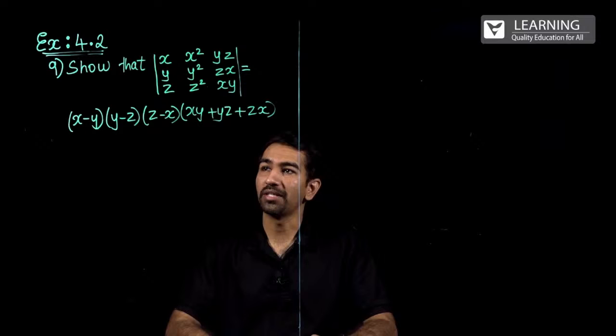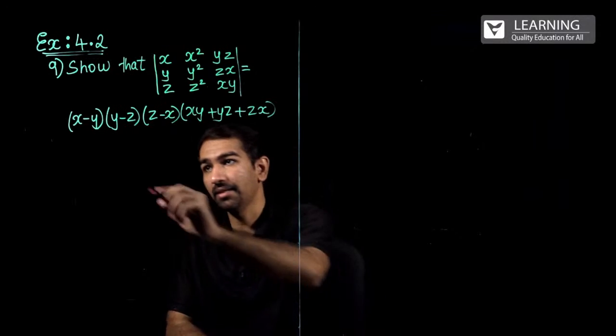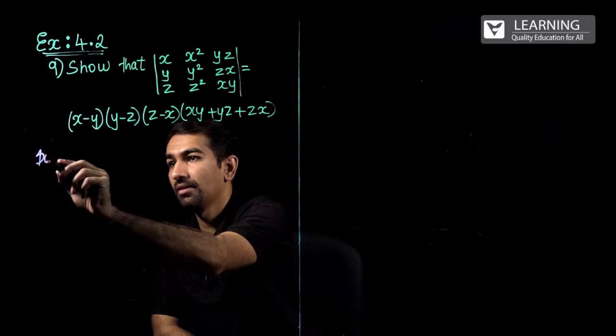So what we'll do here, students, if you observe, the very first term is x minus y, right? So we have to get that x minus y. Okay. So what we'll do here is, you see the determinant, in the very first row we have x square, and in the second row we have y square. So by looking at the determinant, you have to get an idea. So let's start with the solution.